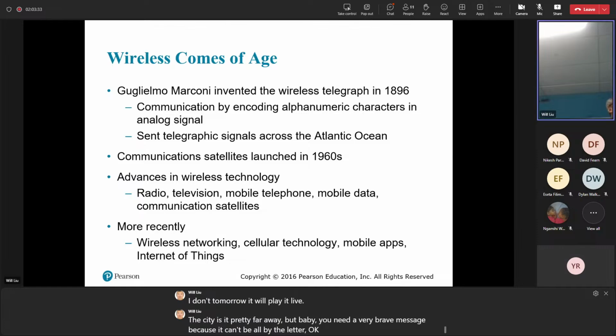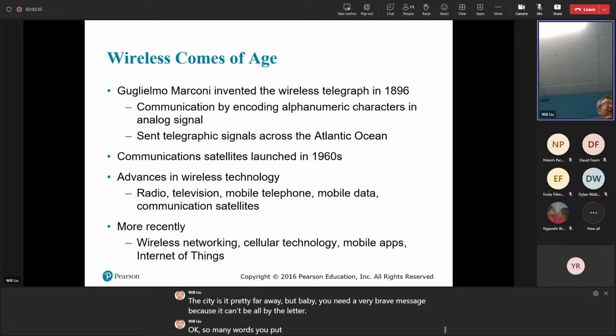Okay, how many words you put, they really charge you by words. I think you guys are lucky. I was born when the internet was already there. By the time I was born, we didn't have the internet. But later on when we had the internet, it became more and more.